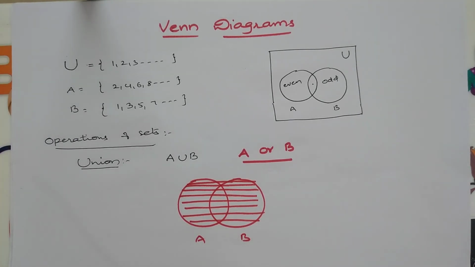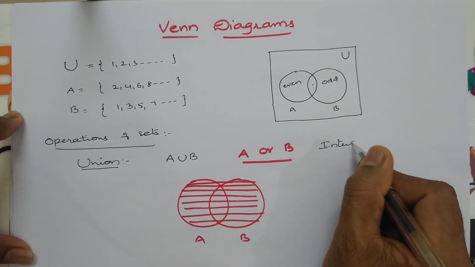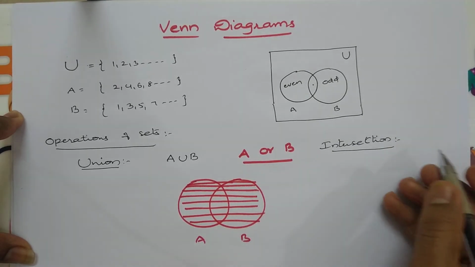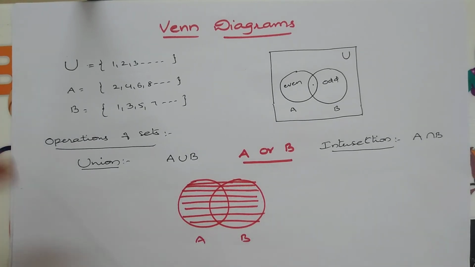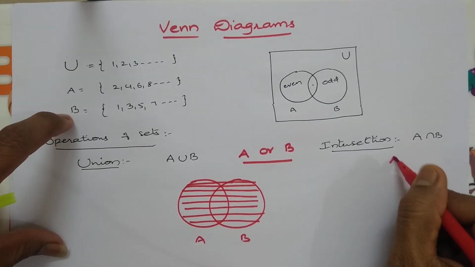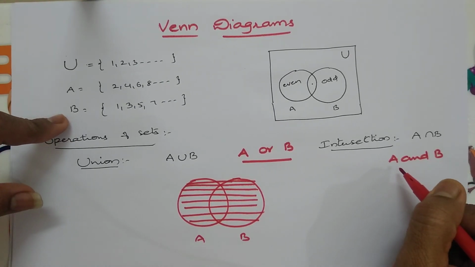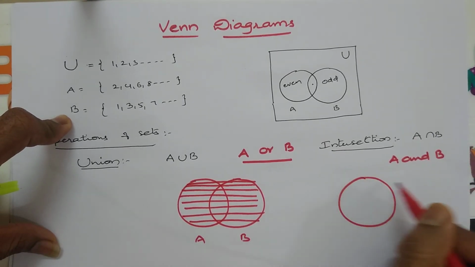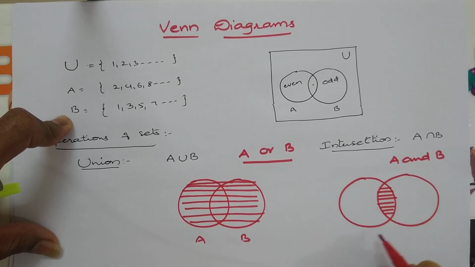Okay, now intersection. Intersection of two sets is denoted by A intersection B. We can also read it as A and B. It means which is common. The element should be present in A and also in B. Okay. So when you draw the Venn diagram, it will be like this. Only the intersection part. This is the intersection part.